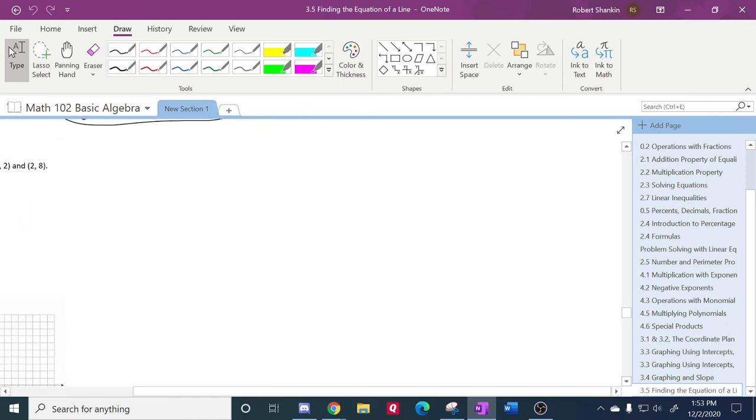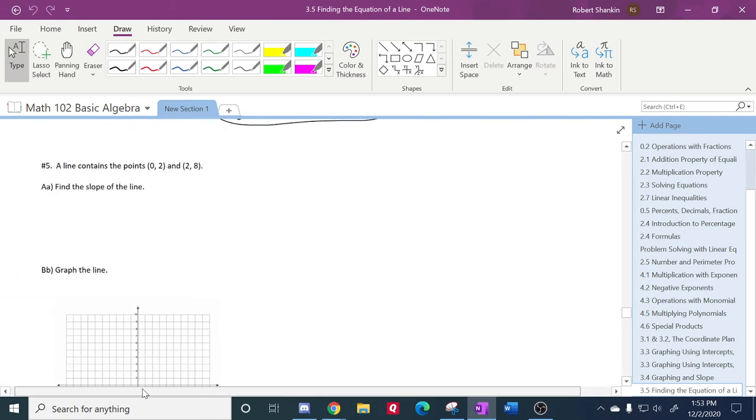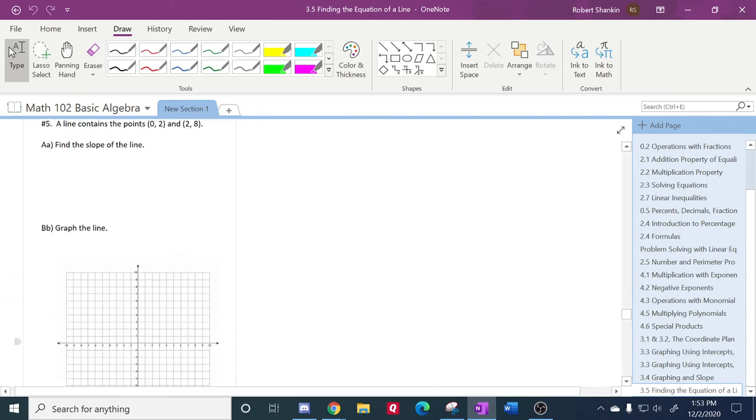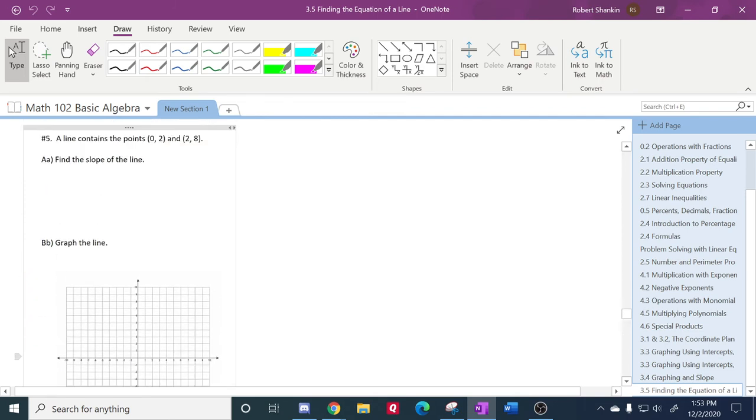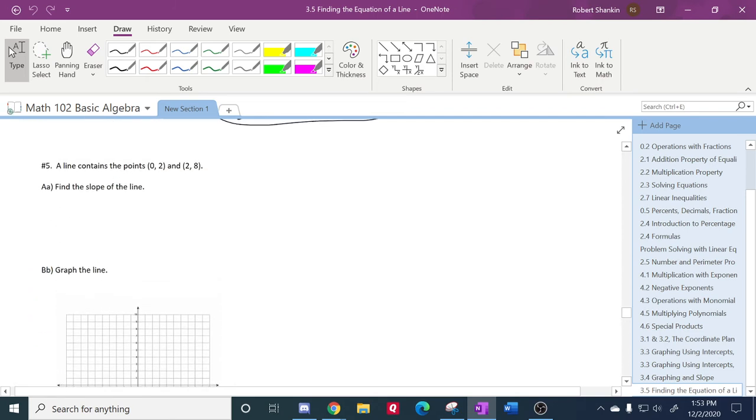So this next problem, a line contains a point 0, 2 and 2, 8. Find the slope of the line, graph the line, and then write the equation of the line. And I'm going to give you a minute for this. And especially when you get to the equation of the line, share that in your group. And anything else, the slope or whatever, and then I'm going to call on the group in a minute.